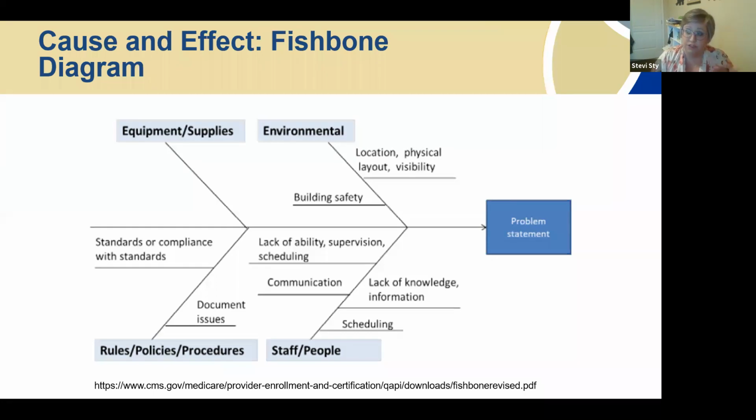Food for thought, your fish can swim either way. If you're a person where you want it to start on the left and move forward, that's how I am. You can orient your fish whichever way you would like. So you start with your problem in the box, and then you make smaller bones of possible contributing causes under various cause categories. So on this particular example, we have equipment and supplies, environmental, rules, policies, procedures, staff and people.